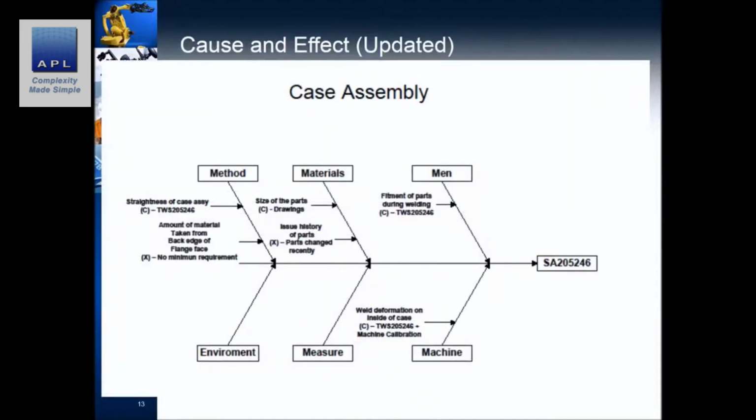Okay, let's keep going. So case assembly. There's something identified there. So all the parts are okay. Lots of C's, size of the parts, etc. So everything's to tolerance. The tolerances should work, etc., etc. But we do have this little question mark here. Parts have been changed recently.